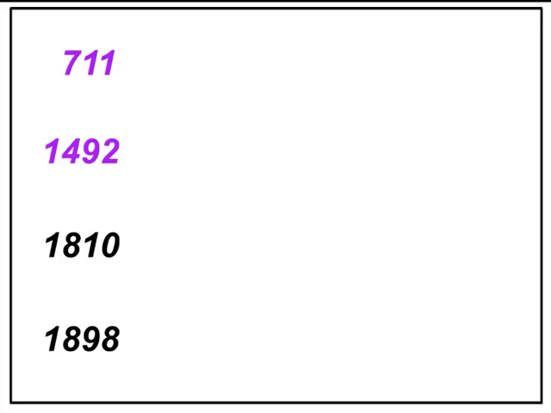We have four numbers up on the board: 711, 1492, 1810, and 1898. They have to do with the history of Spain. I didn't choose those numbers at random. 711 and 1492 are two really important dates when it comes to the history of Spain. 1810 and 1898 are two really important dates in Latin America.